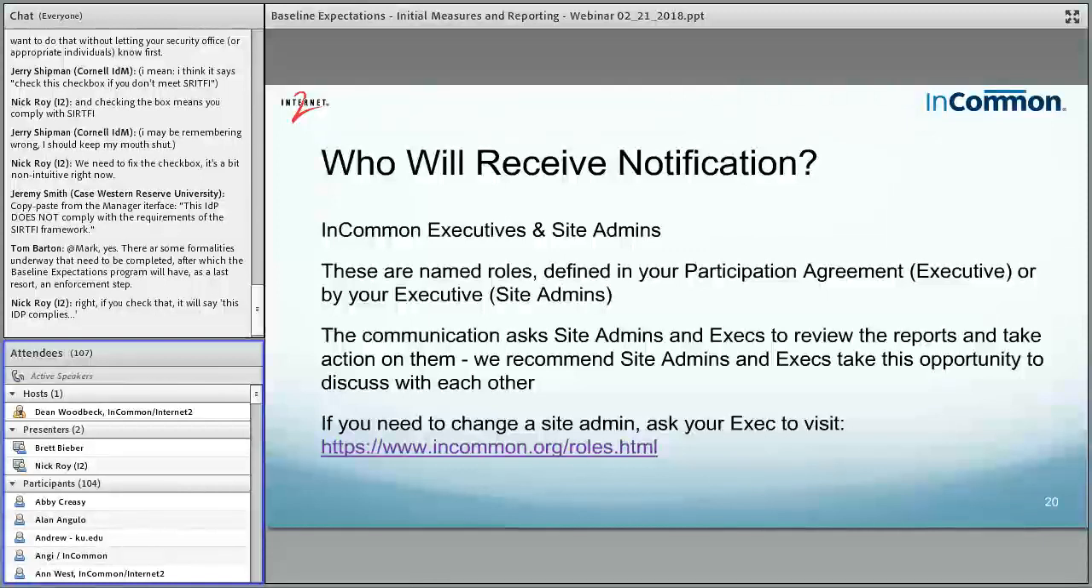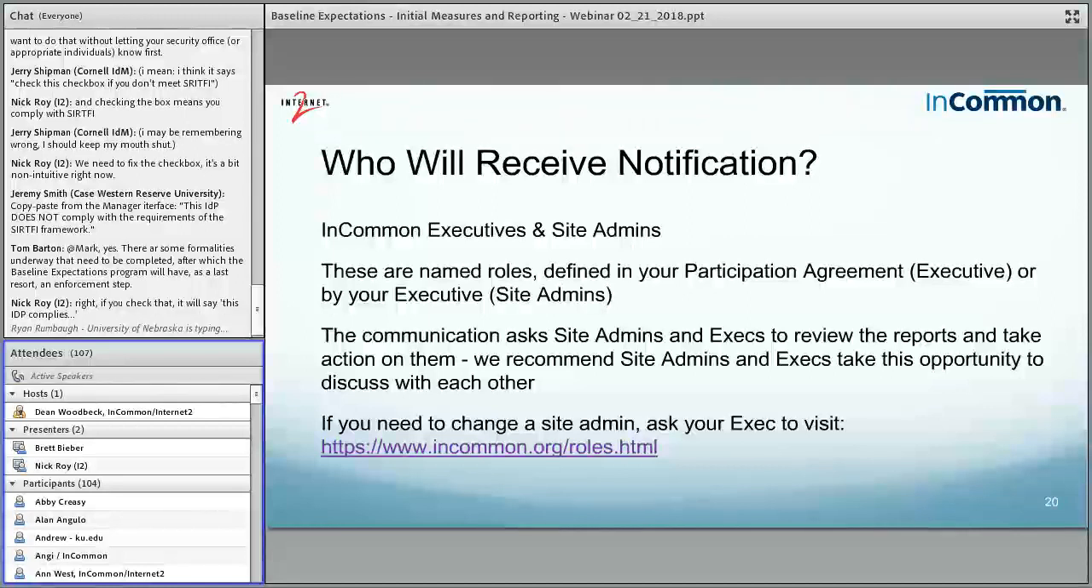Again, some of these questions have been asked and answered over in the chat, but I'll go over those answers again. Somebody had asked who's going to receive these notifications or who has received them, and it's primarily directed at InCommon site admins, since those are the people that can actually take action to update their metadata, and there's a CC to InCommon execs. Those people are what we refer to as named roles.